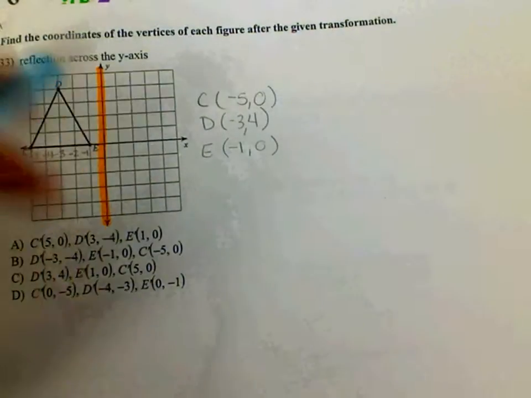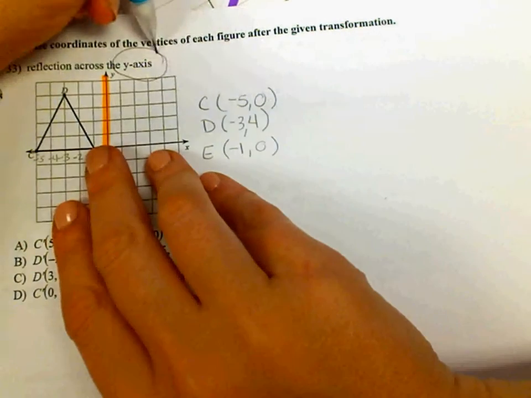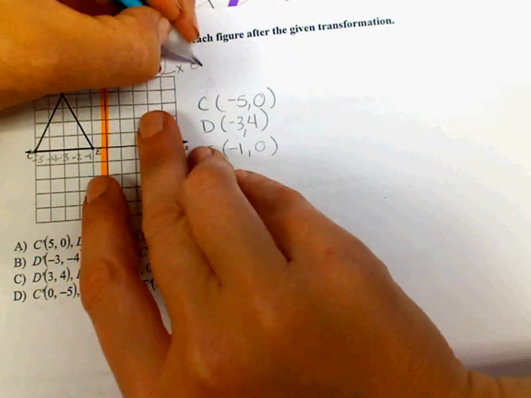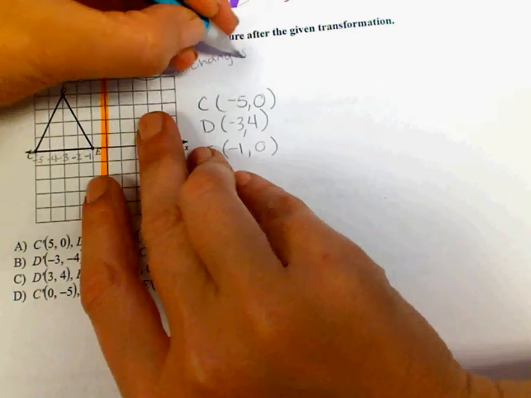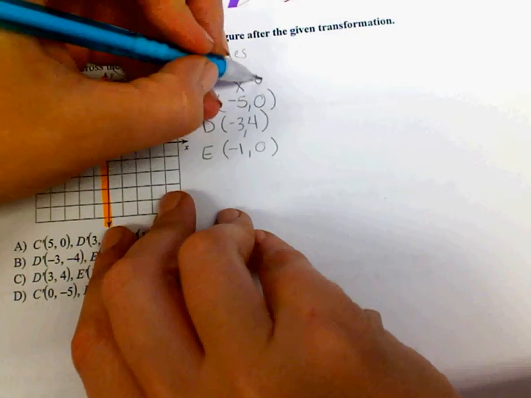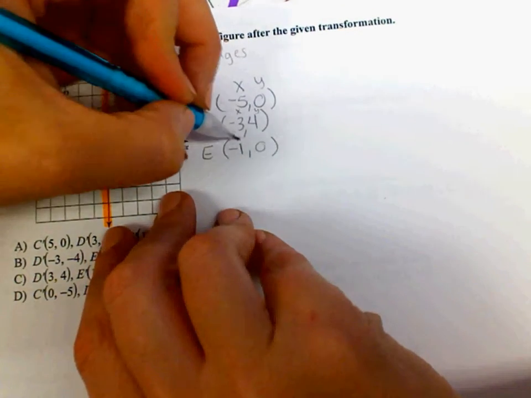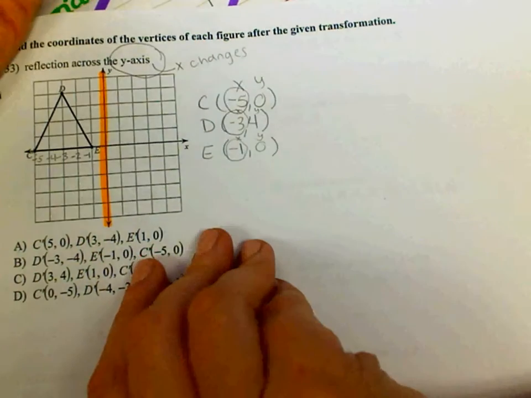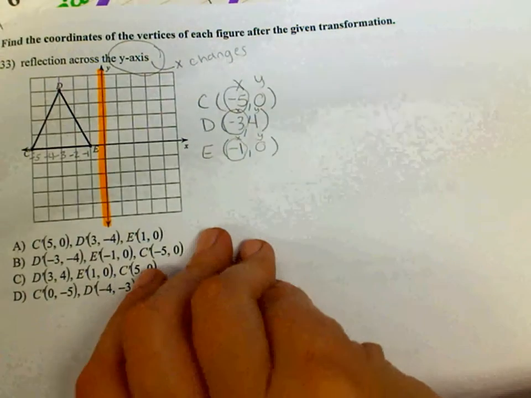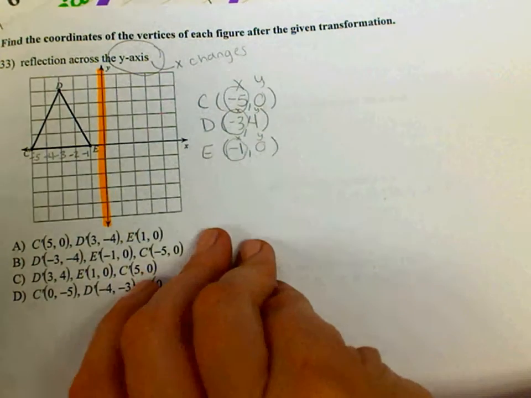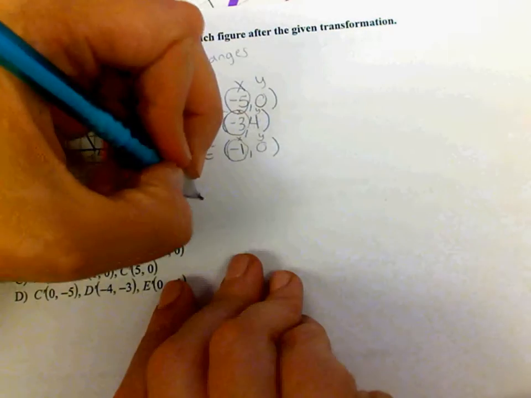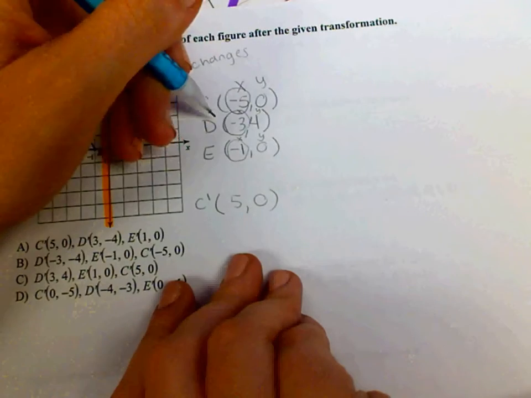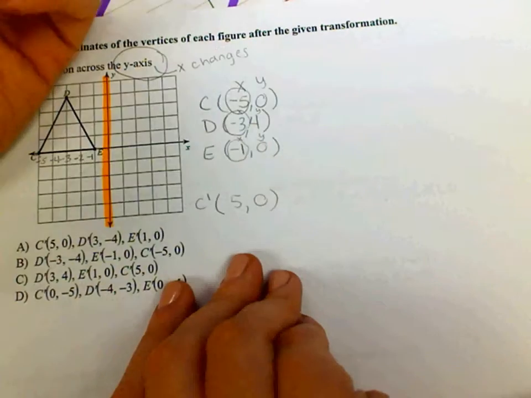Okay, now for a reflection across the y-axis, remember, y-axis, x changes to opposite. So all the x values, remember label, xy, xy, xy, all these x values will change to the opposite sign. So if they're negative, they become positive. If they're positive, they become negative. So C prime will be +5, 0. See, so the -5 just changed to a +5.